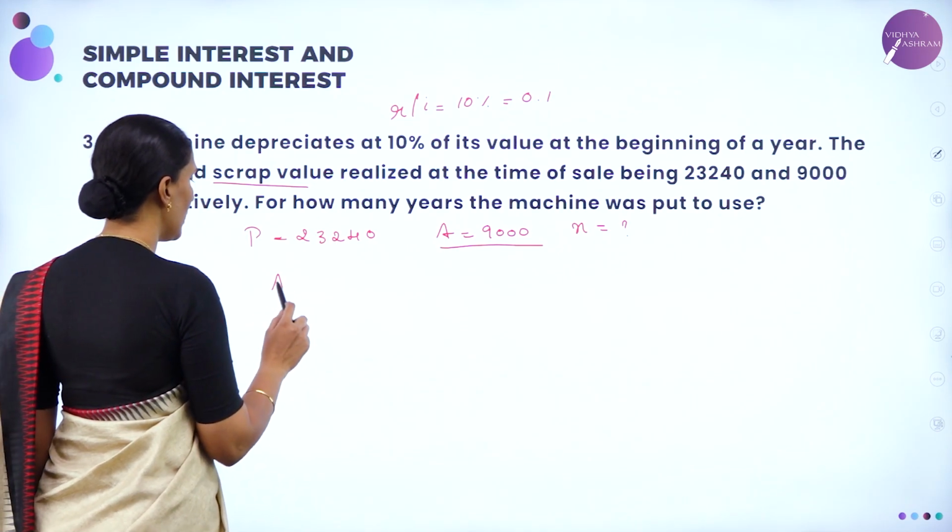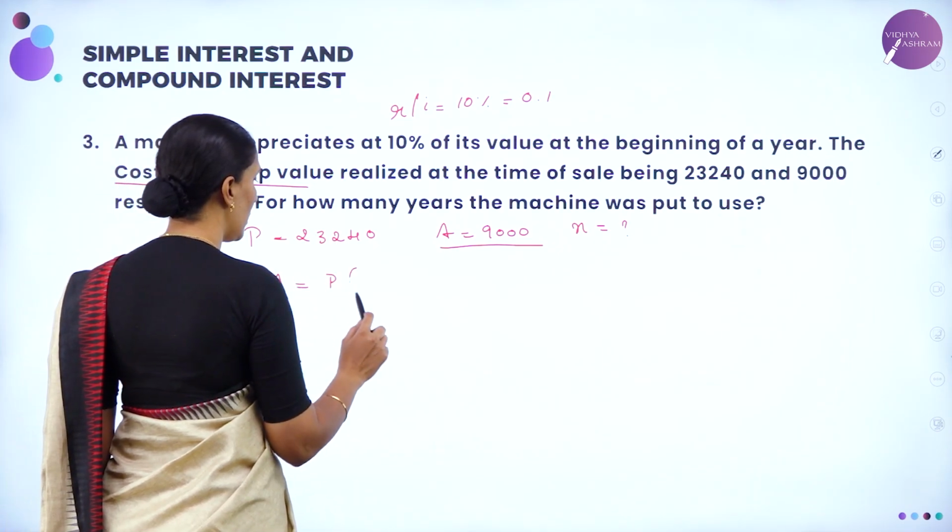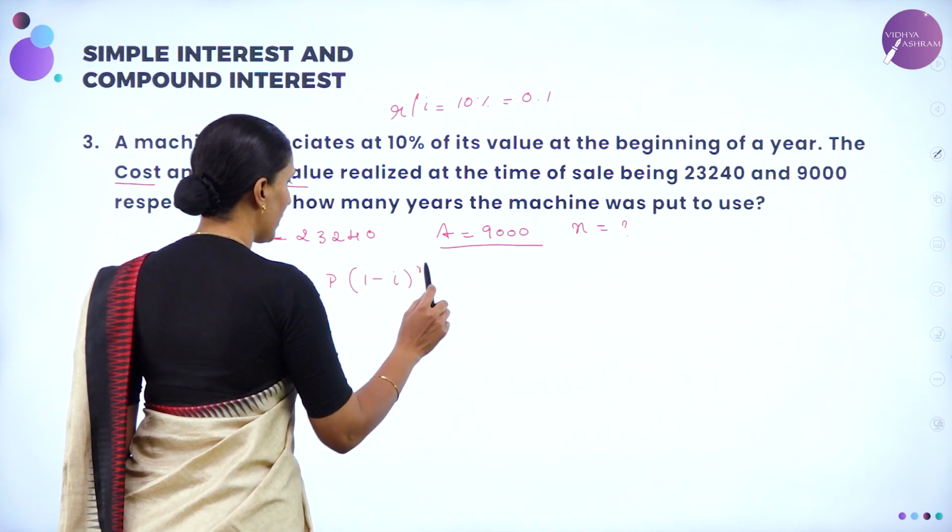Now the same formula here we'll use. A is equal to P into (1 minus i) to the power n.